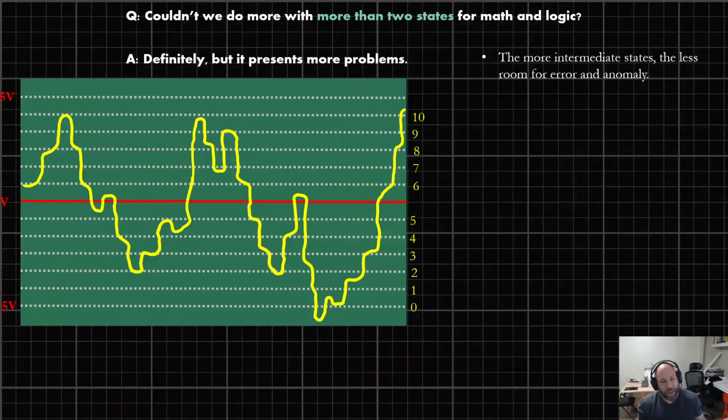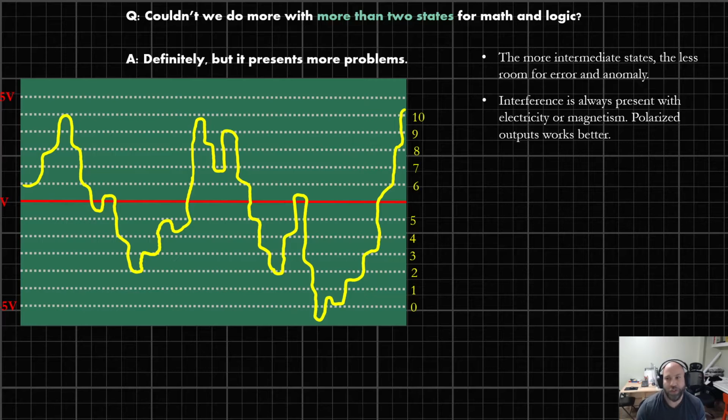It's not perfect. And as we talked about before, if we start to introduce electricity and the movement of electrons and magnetism, which are so intrinsically tied, we get more of this anomalous behavior and it becomes less concrete and harder to keep a discernible voltage, especially when you're looking at nuanced and fine resolutions. So the more intermediate states we have, if instead of doing just a 1 and low being a 0, we try to add 8 more different states, there's less room for error and the anomaly that moving current presents. Also, interference, like I was saying, is present when we're talking about electricity and magnetism. The two play off of each other. And polarized outputs, I mean maximum extremes like high at the top and low at the bottom, work better.